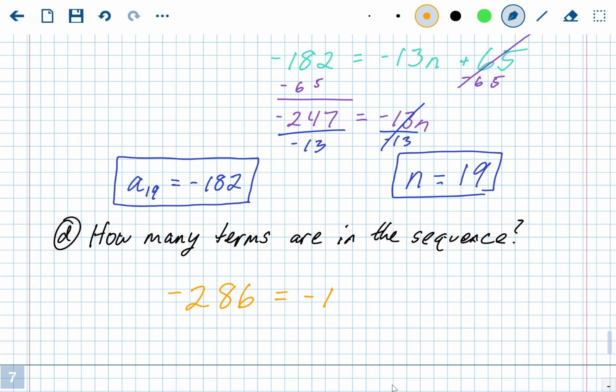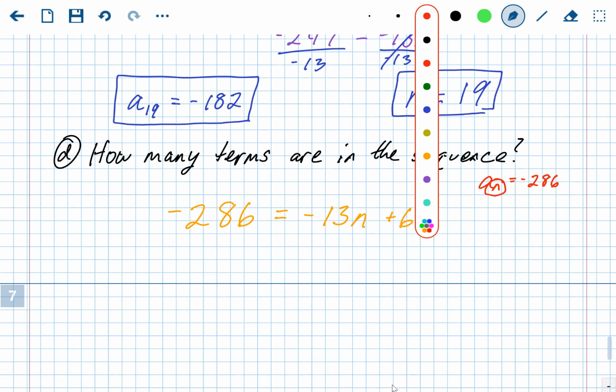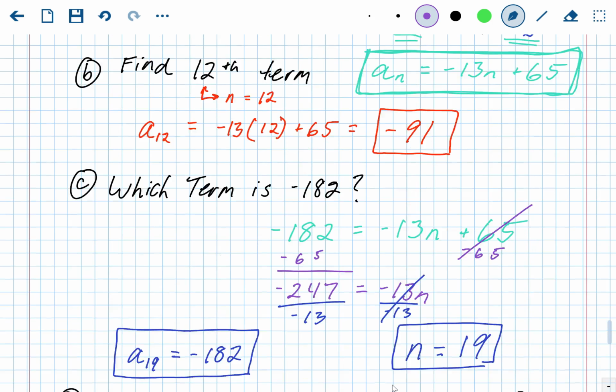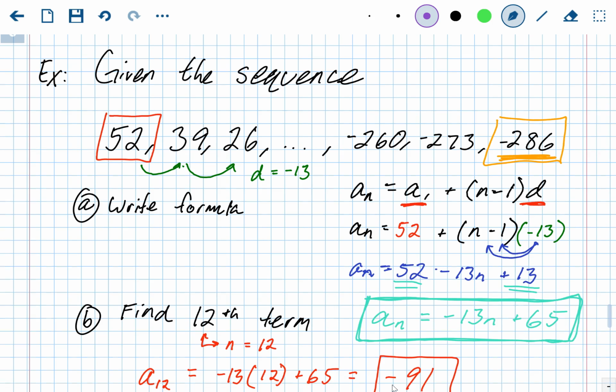So negative 286 equals negative 13n plus 65. We know negative 286 is a value, but we don't know the n value, so we're trying to solve for n. Same two-step process: subtract 65, divide by negative 13, and you get an n value of 27. You get an n value of 27, which means there are 27 terms in the sequence, and the 27th term is the last one, negative 286. So that's all the types of problems I can give you up to this point in arithmetic sequences.